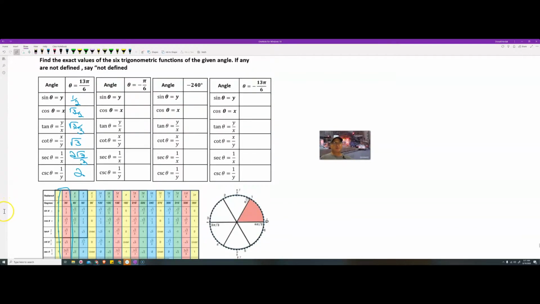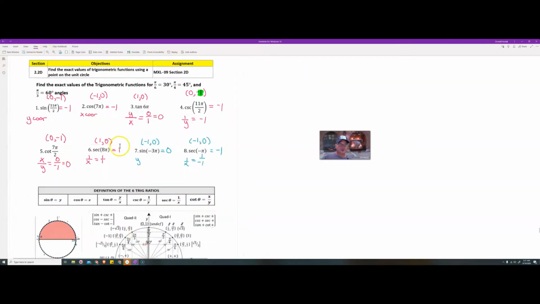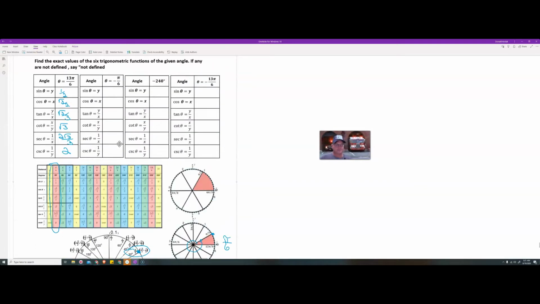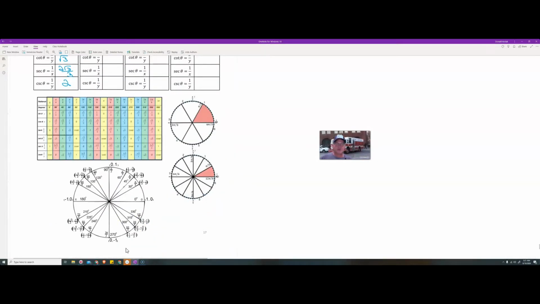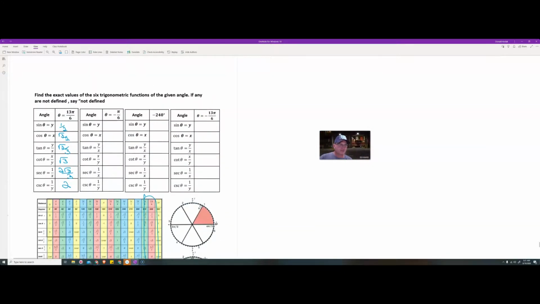Okay, negative pi over 6. So for negative pi over 6, I'm going to count clockwise. Whoops, lost my place here. There we are. Okay, so negative pi over 6 means I go clockwise, and it would land at the same place as 11 pi over 6. So there's my 6 trig values. So I just copy those onto my chart.